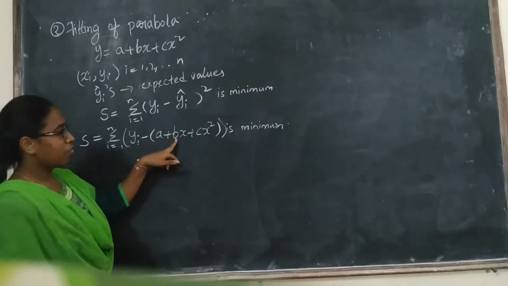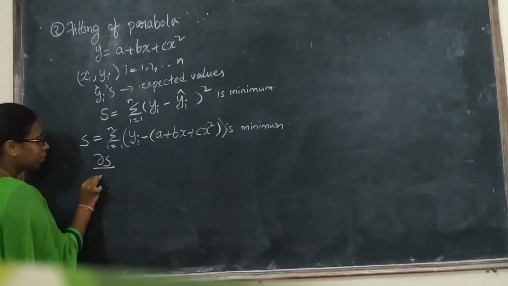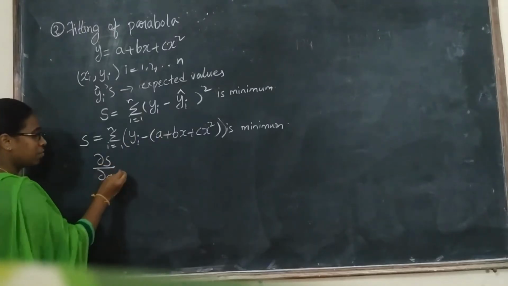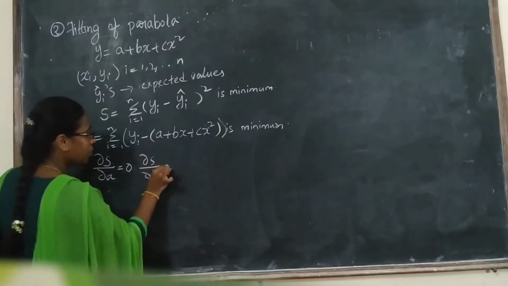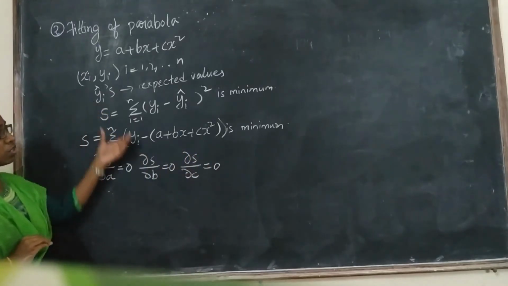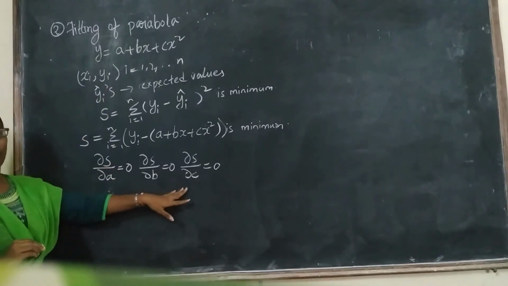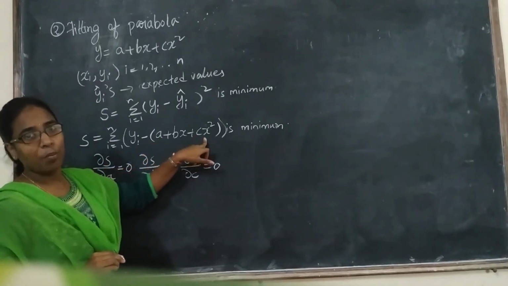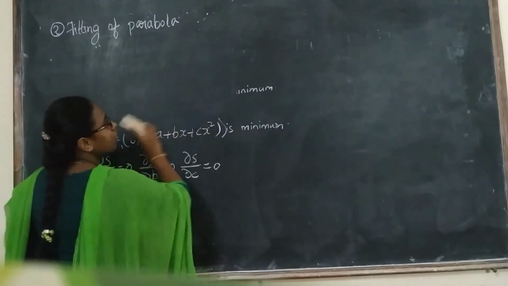To find the values of a, b and c, what we do? We will partially differentiate S value with respect to the parameters. We have three parameters, so we will differentiate three times. Dou S by dou a equals 0. The second is dou S by dou b equals 0. And the third one is dou S by dou c equals 0. So by partially differentiating these values, we will get the three equations. By solving those three equations, we can estimate the values of a, b and c, so as to obtain the best fit of the parabola.